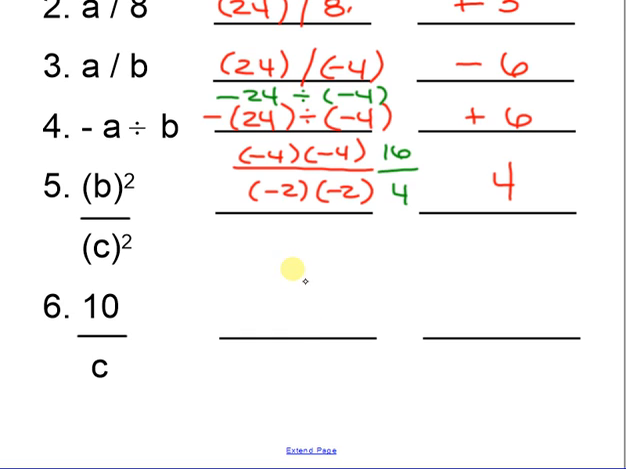All right, here I have 10 divided by, and c is -2. Positive divided by a negative is a negative. 10 divided by 2 is 5.